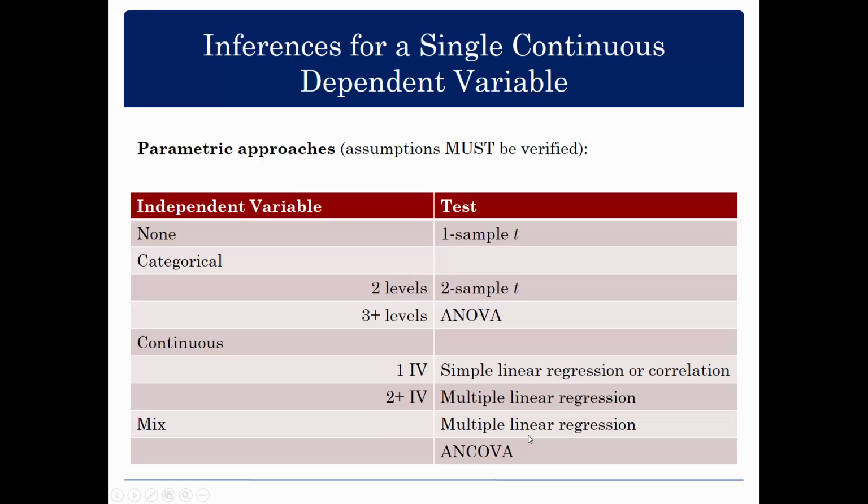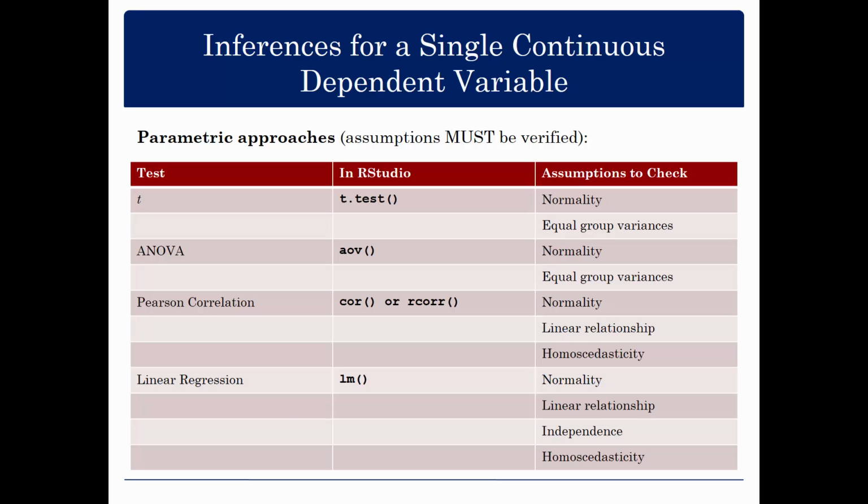It could also be there are some specific cases where you could apply something called analysis of covariance. But as you can see, it can get complicated very quickly. And it's imperative that you understand the design of the experiment, what kind of data you have, and what your actual research question is, so you can narrow down the list. I've given you here some of the functions in RStudio that you can use to implement several of the more common methods and the assumptions that you have to check.